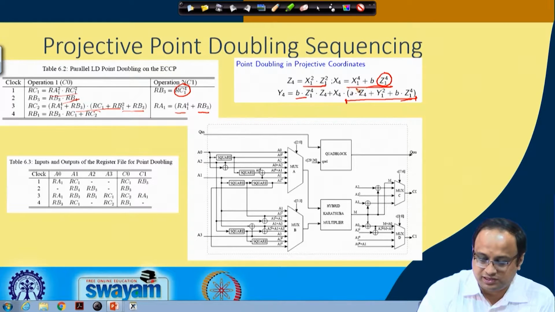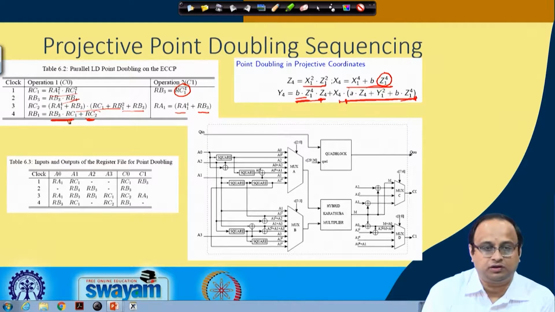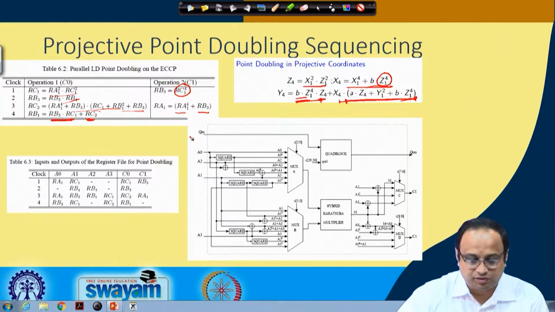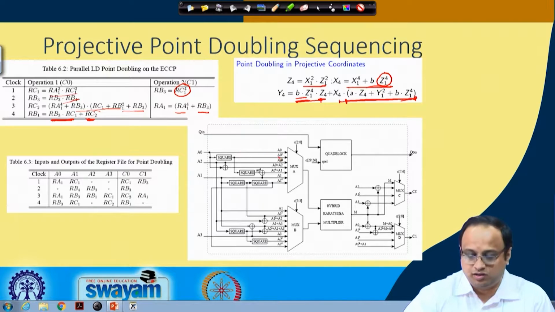So this is nothing but raising x1 to the power of 4 and adding that with RB3. So in the final clock cycle, you just need to add this component with this result. Remember that we already had this RC2 ready in the previous clock cycle. So we just multiply RB3 into RC1. RB3 into RC1 stands for this part of the computation, because you already have RB3 storing b z1 to the power of 4. You multiply with this component to get this part. So this pretty much explains how the 4 clock cycles work, and you essentially perform the doubling operation.